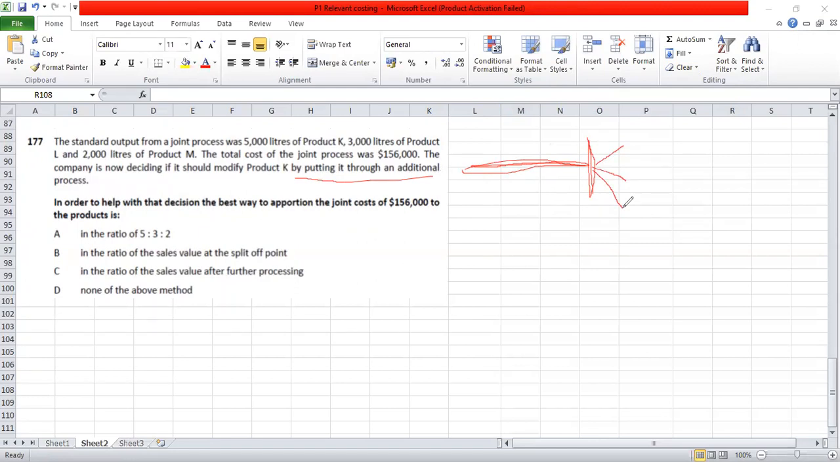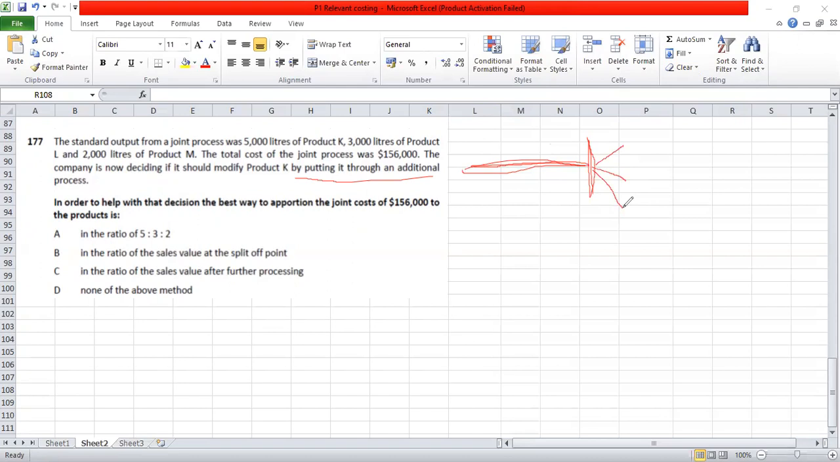So in that case, how do we decide? The decision will be the incremental revenue versus the incremental cost. So we should have two sets of data: one set of data talks about the selling price at the split off point, and the other the selling price after further processing.